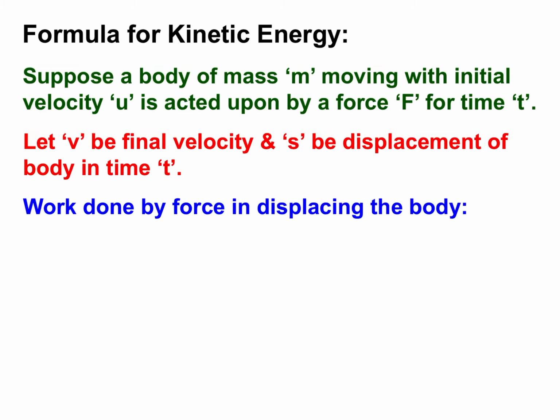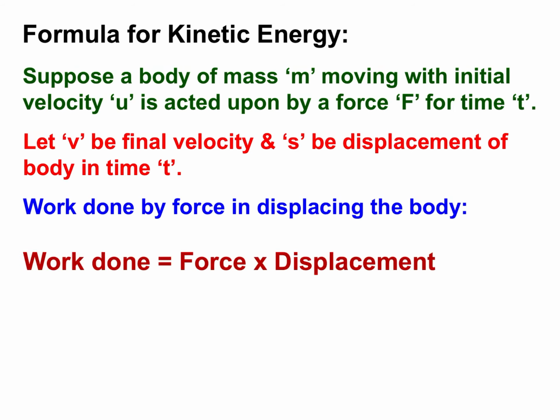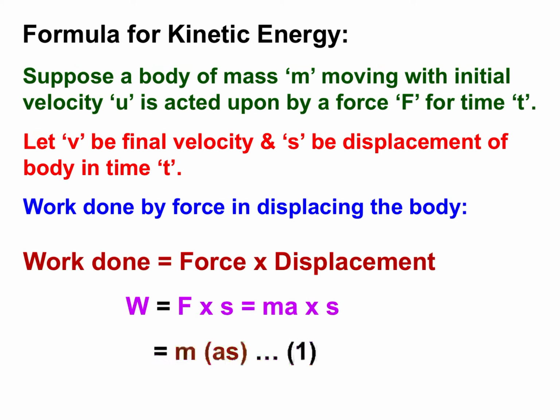Work done by force in displacing the body is given by work is equal to force into displacement. So work done W is equal to force F and displacement s. And we know that according to Newton's second law of motion, F is equal to ma. So work done W is equal to ma into s. Here m is separated and m into as. This is equation number 1. This is work done, W is equal to m into as.